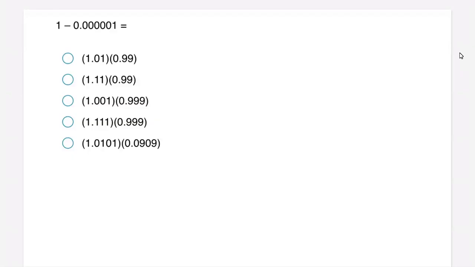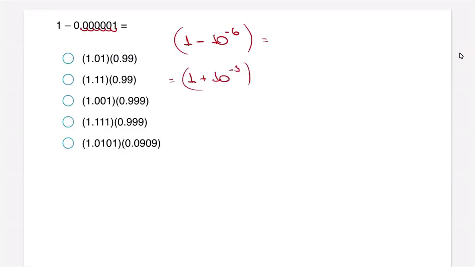Okay, this question is 1 minus 10 to the power minus 6. What is this? It is 1 plus 10 to the power minus 3 times 1 minus 10 to the power minus 3. Do you guys agree?